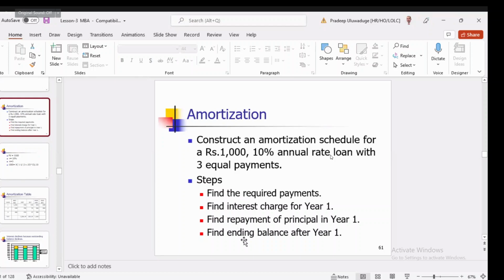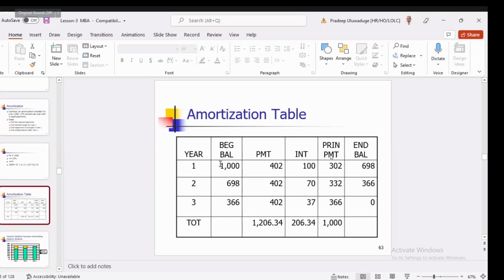The ending balance in year one is 698, right? So 1000 became 1100 at the end of the first year. Out of that, we have deducted 402 rupees. In that 402 rupees, interest of 100 rupees is included, and the principal payment is 302. So at the beginning of year two, we have a balance of 698, on which we calculate the interest at 10%. At 10%, it's 69.80, so we round it off to 70.